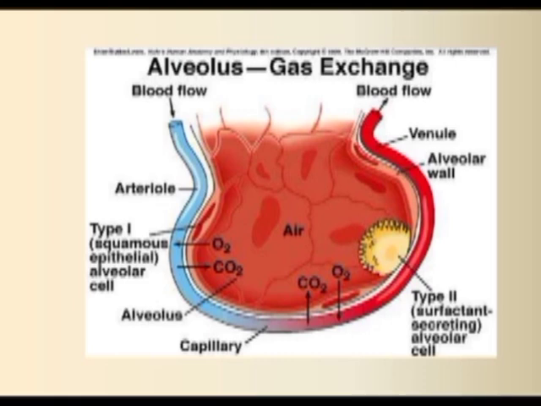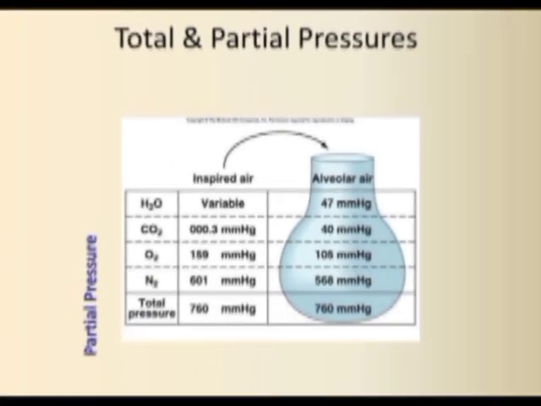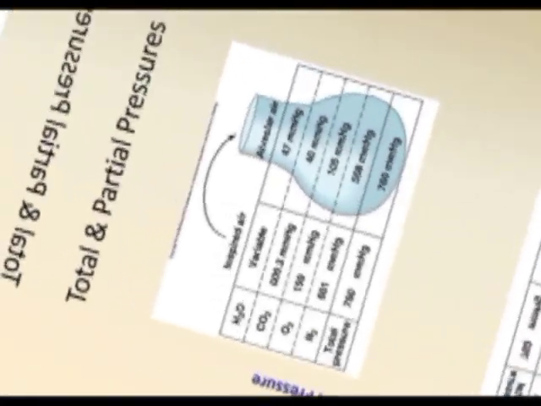There is a diagram that shows the gas exchange in alveoli. One side shows the artery, one side shows the deoxygenated blood, and one side shows the oxygenated blood. Now we will discuss the total and partial pressure.